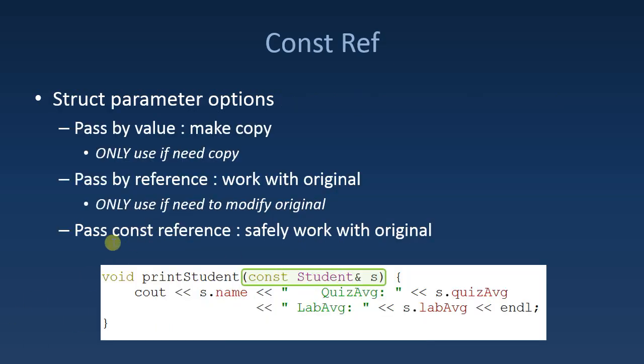And if you want to pass in the student, you don't need a brand new copy. You're not going to make any changes, and so you don't want to be able to mess up the original, then pass it in by a reference, but do so with a const modifier. So the compiler will protect you from yourself.